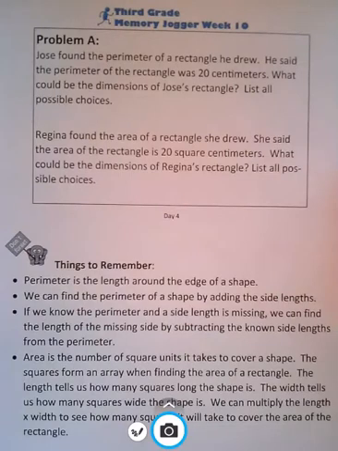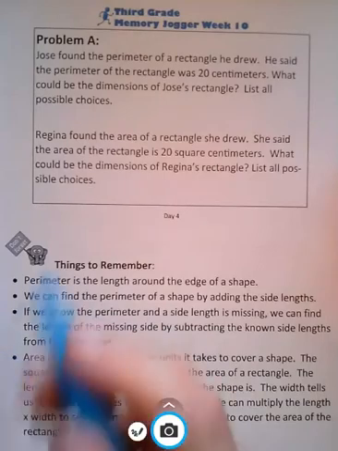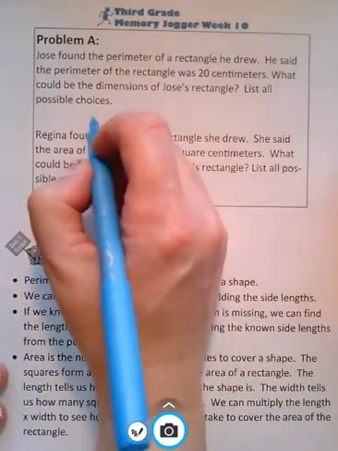Area is the number of square units it takes to cover a shape. The squares form an array when finding the area of a rectangle. The length tells us how many squares long the shape is. The width tells us how many squares wide the shape is. We can multiply the length times the width to see how many squares it will take to cover the area of the rectangle.